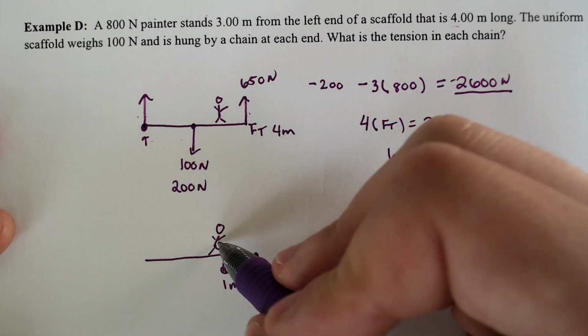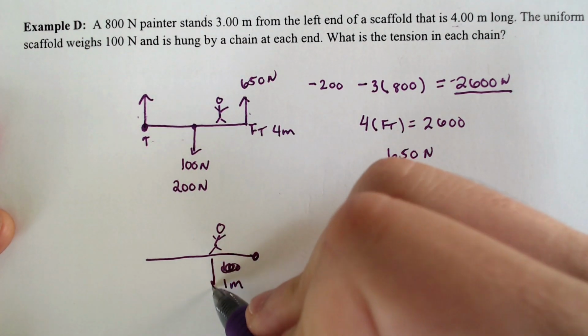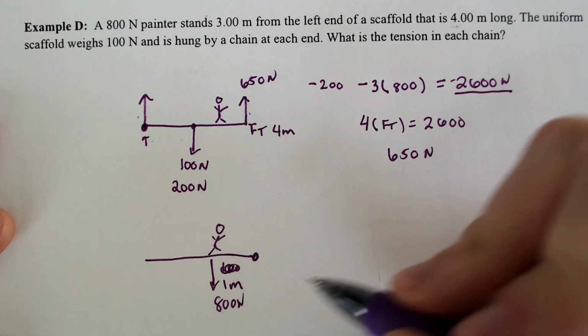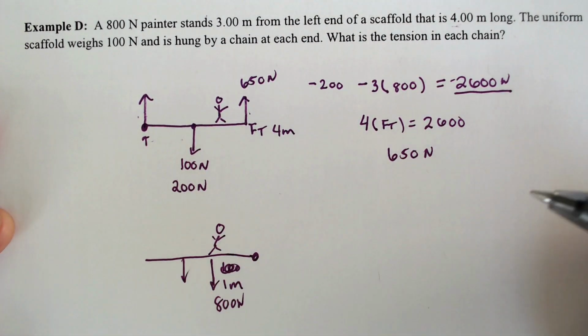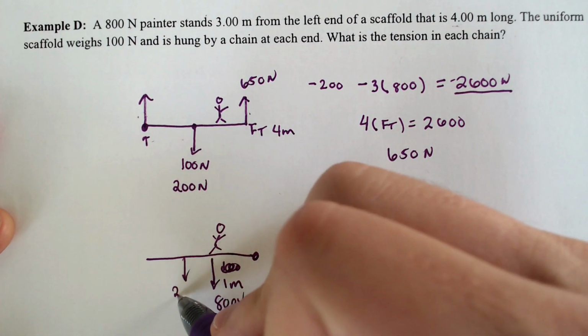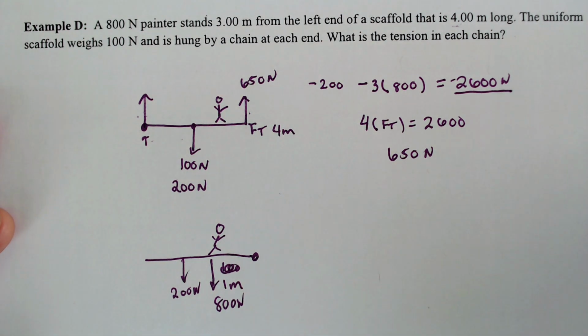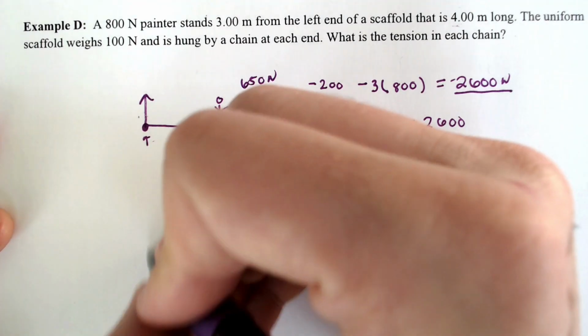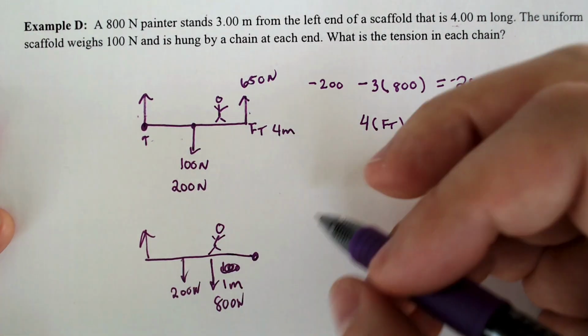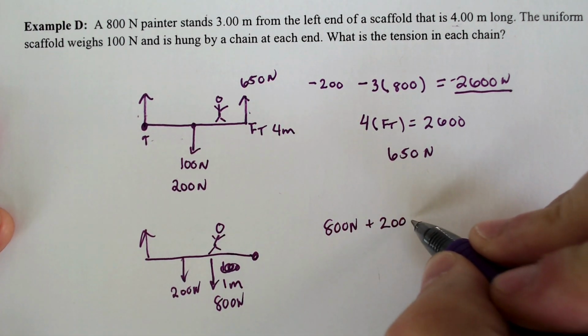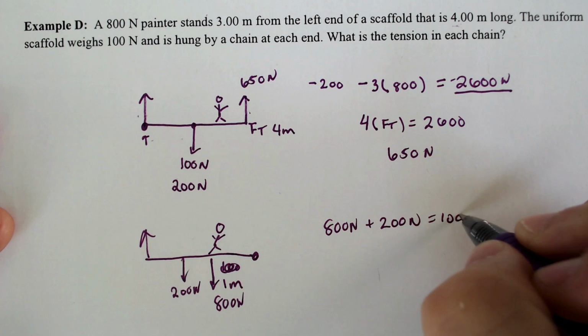And if he is weighing 800, that means he is going to be applying 800 times 1, which is 800 newtons down. And then the center of mass being 2 meters away would still be 200 newtons down, from the 200 times 2 times 100, making 200. Now, how much is that total? Well, that would be 800 newtons and 200 newtons. That would be 1,000 newtons total.